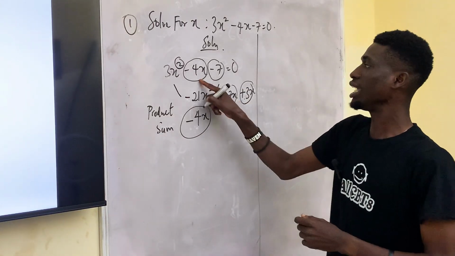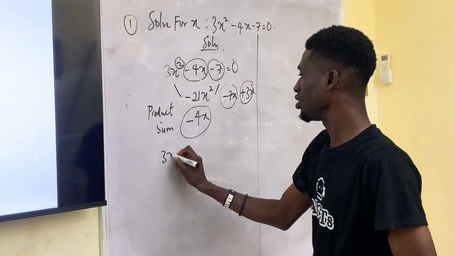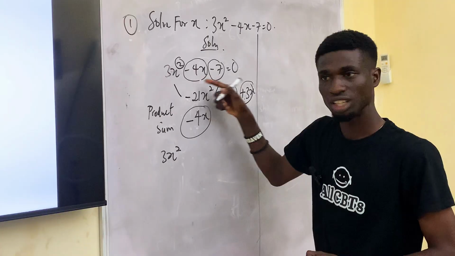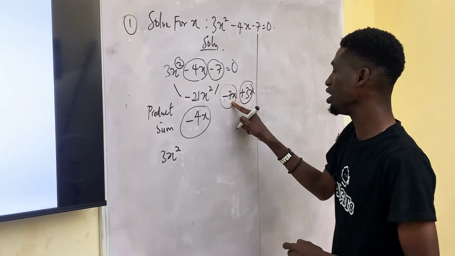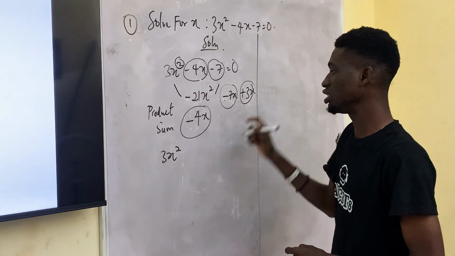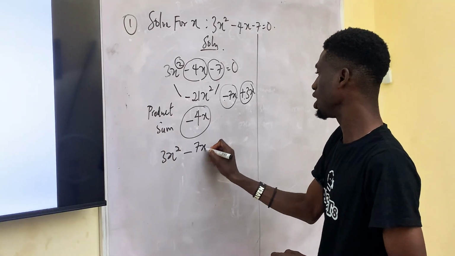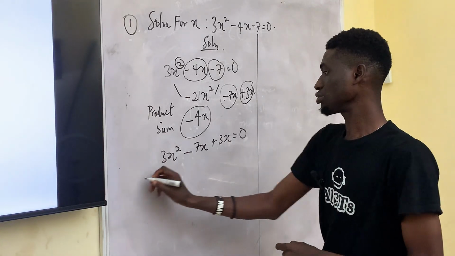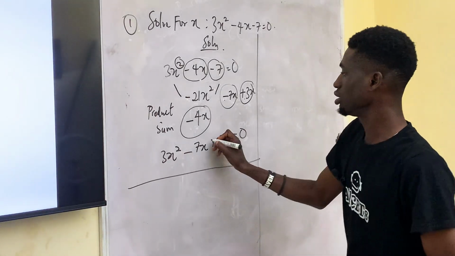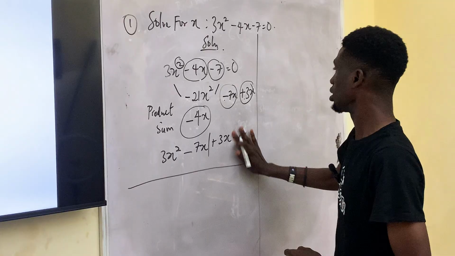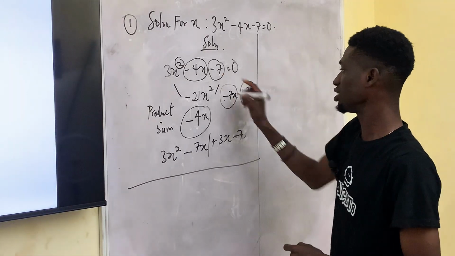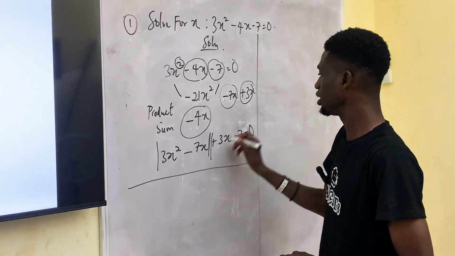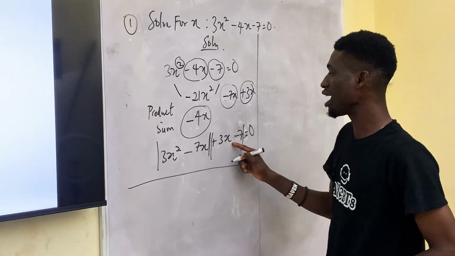So bring these two numbers into this equation. You have 3x squared. Instead of writing minus 4x, you write minus 7x plus 3x, minus 7, which is the last term, equals 0. Now, taking this and this, then this and this, we have to factorize both.